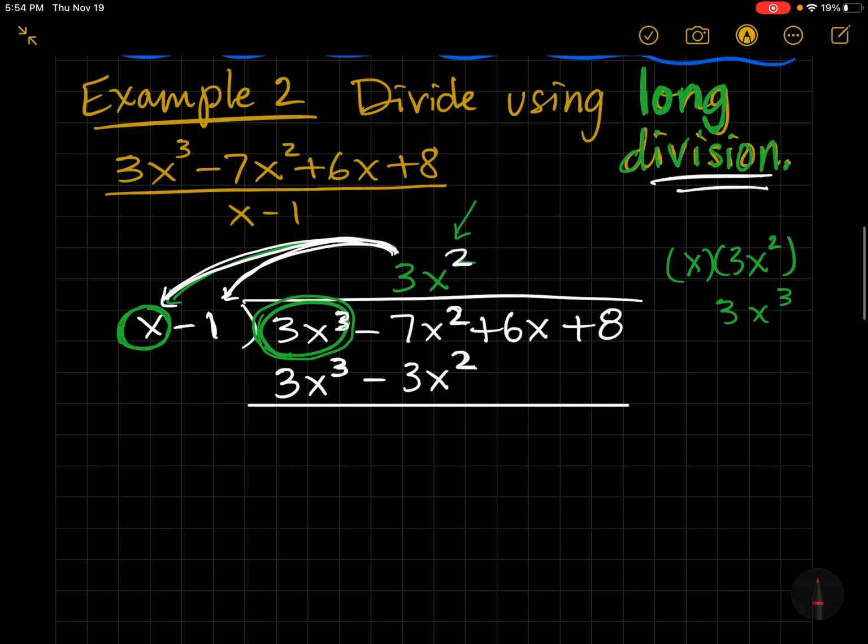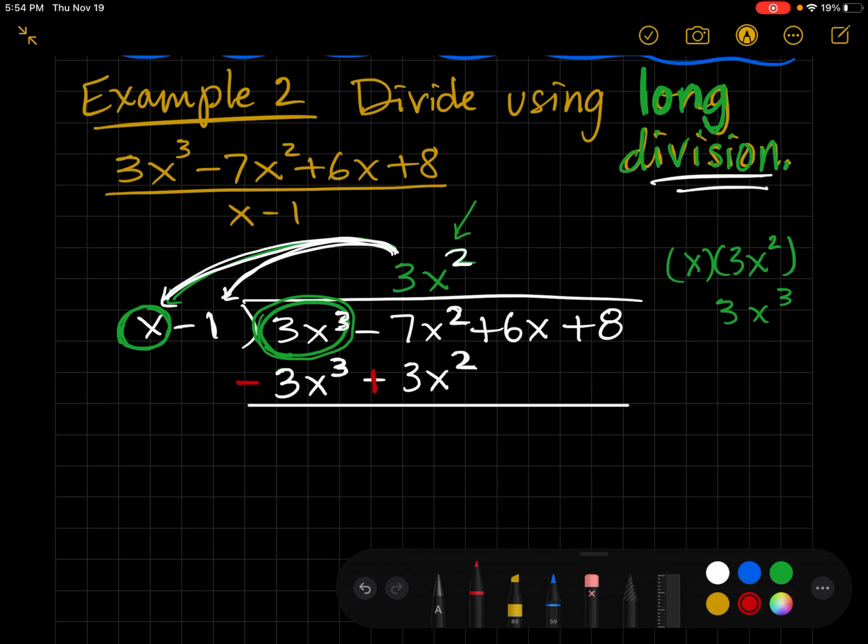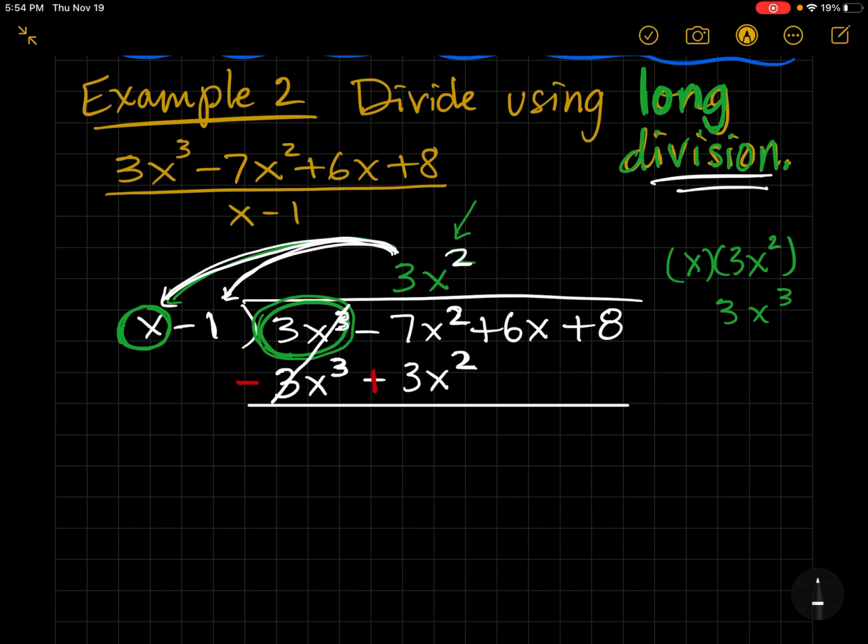But since this is a polynomial, we're going to distribute a negative sign. So that positive just became negative. And now we're going to combine like terms. And if you do it right, that first term will always go away. And now when I combine these two, I get a negative 4x squared. I recommend you bring everything down to avoid mistakes.